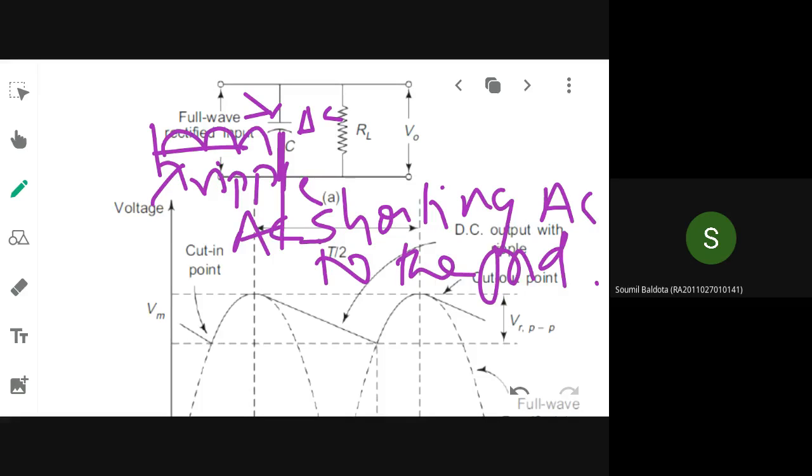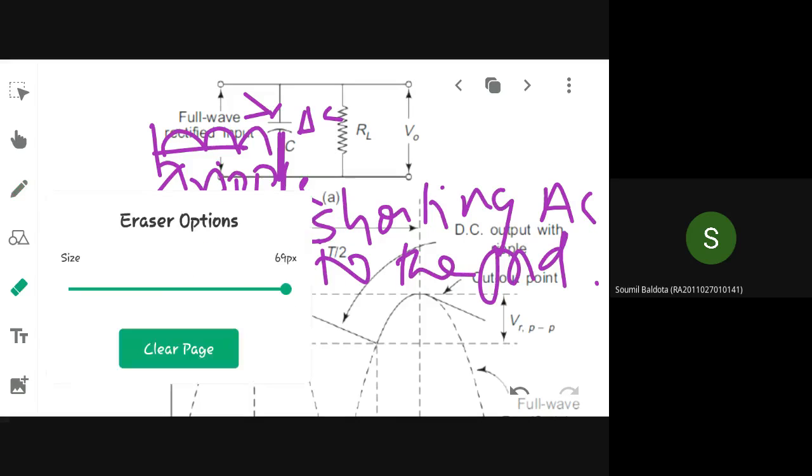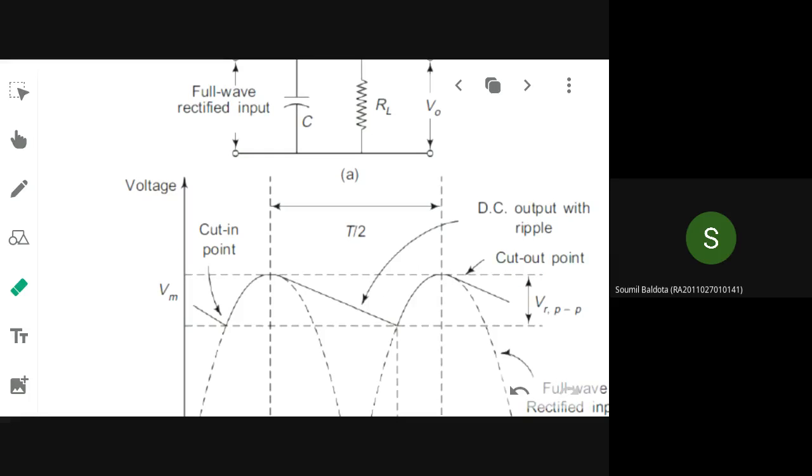So once the AC component is eliminated, what will be the resultant remaining output that you are having? It will be ripple free DC. Yes, it will be ripple free DC. Understood how the capacitive filter acts? Yes, ma'am.